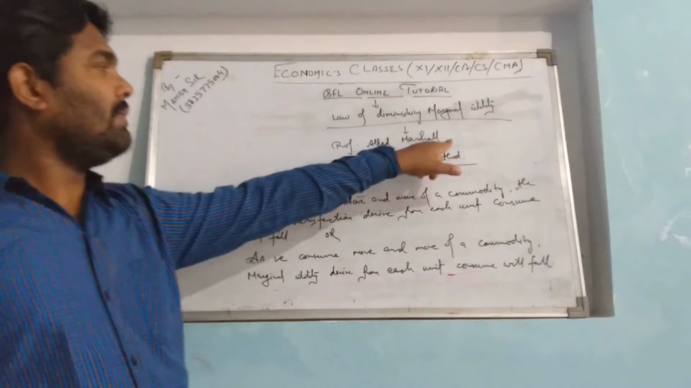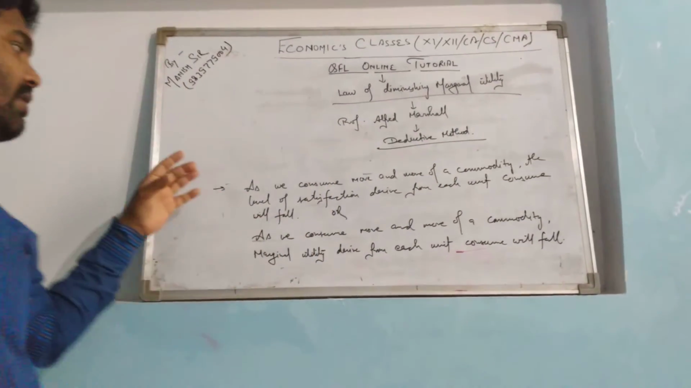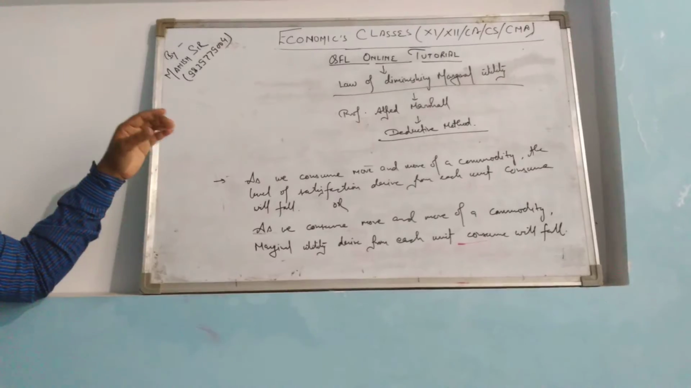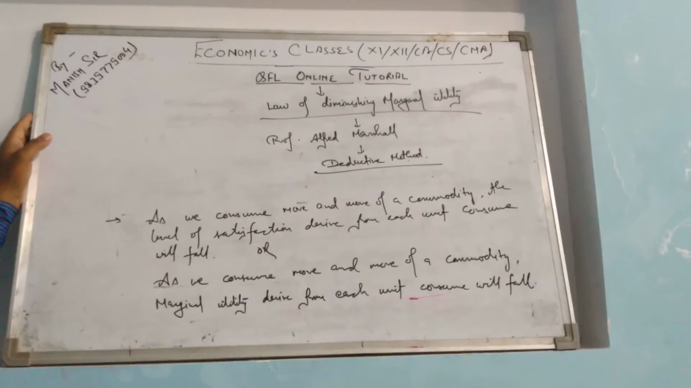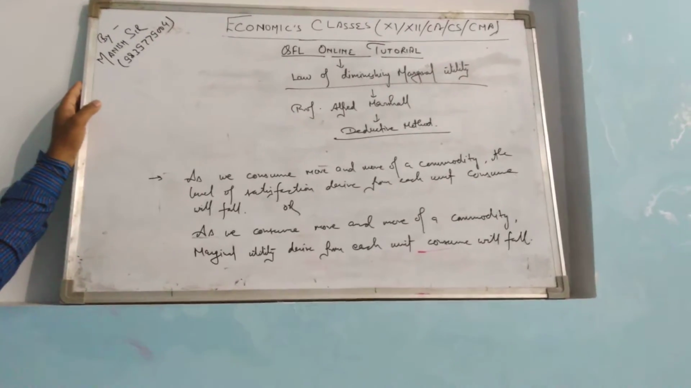So who propounded this law? Professor Alfred Marshall. Under which method of economics? Deductive method. And what is the statement of this law? Sir, as we consume more and more of a commodity, the level of satisfaction derived from each unit consumed will fall. Right? इसका मतलब क्या होता है? आज मैं थोड़ा सा हिंदी टर्म यूज करूंगा.